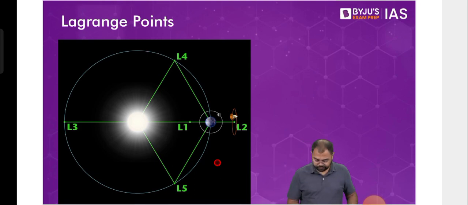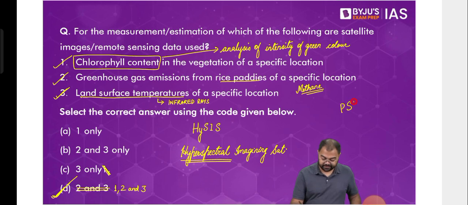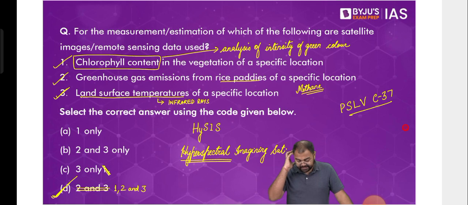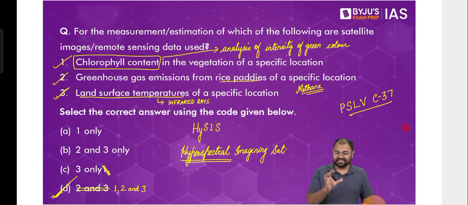Which launch vehicle was used in launching 104 satellites together? It was PSLV C-37. Difference between INSAT and GSAT. See, the difference has been on the launch vehicle. After we built our GSLVs and started using GSLVs, we named the satellites GSAT, and before that it was called INSAT.